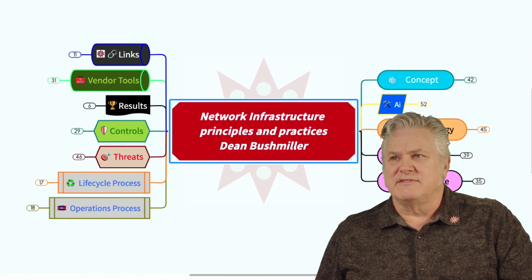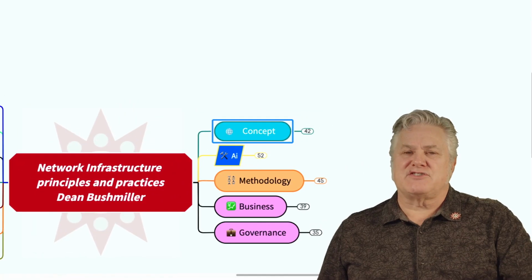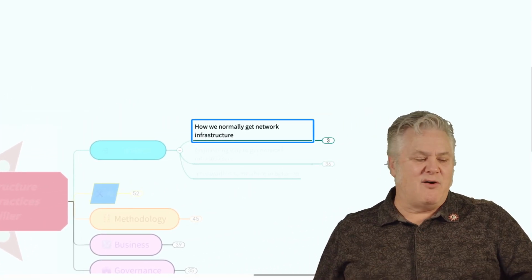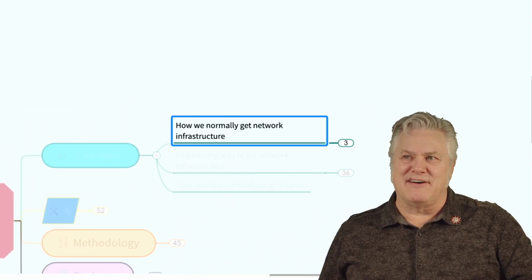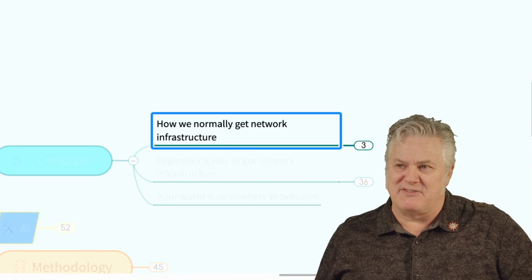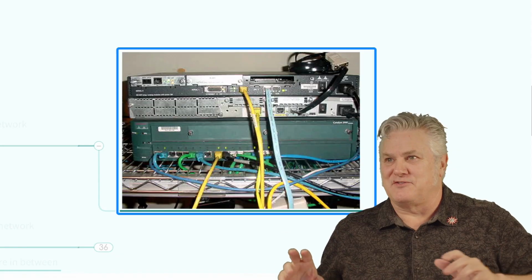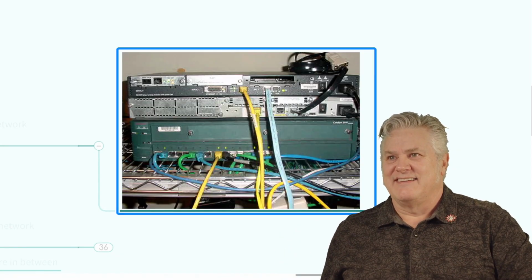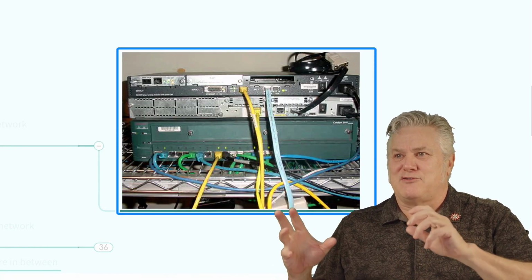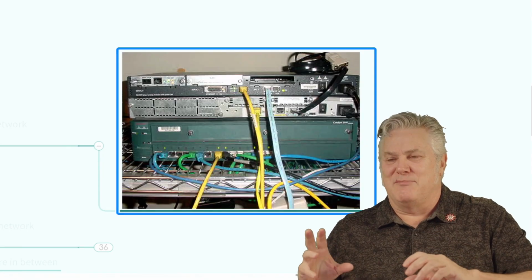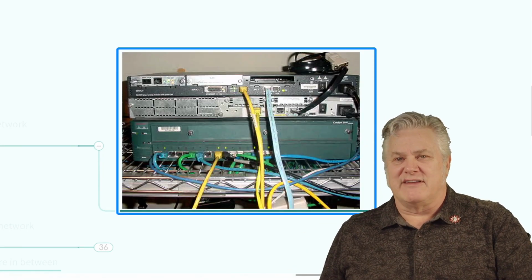So let's get started. Now, in network infrastructure, how we normally get things done, okay? This is what happens. And these are some real pictures and some fake pictures here. The first one is this one right here. Oh, look, we've got the two Cisco routers and we got the switch down below it, and the wires start off like that. It's not a big deal.